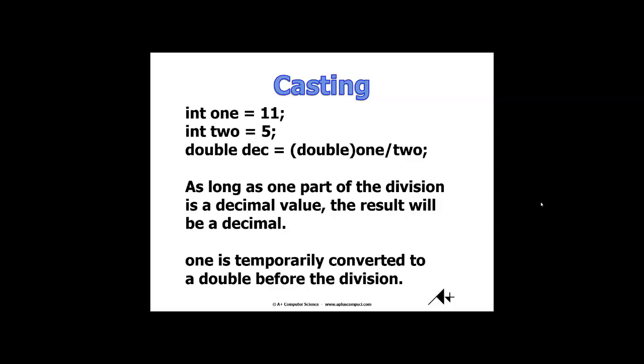So once again, casting is a temporary change. In this example, we've got 11 and 5. If you did standard integer division on 11 and 5, 5 goes into 11 2 times, you're left with a remainder of 1. But if you temporarily change one to a double with the cast, now you're going to get a fractional value when you do 11 divided by 5. So that's handy, right?